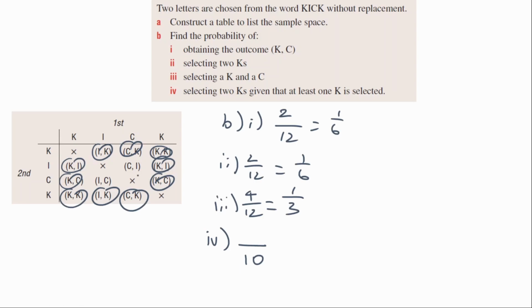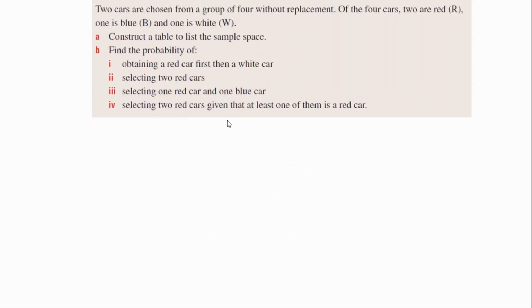And out of these, I can see 2 options where there's 2 K's selected. So that's just these 2 there. So my probability is going to be 2 out of 10, which simplified becomes 1 out of 5. Now moving on, it's a very similar question again. Your turn here, pause the video, have a go, and just unpause it when you're ready to go through it with me.